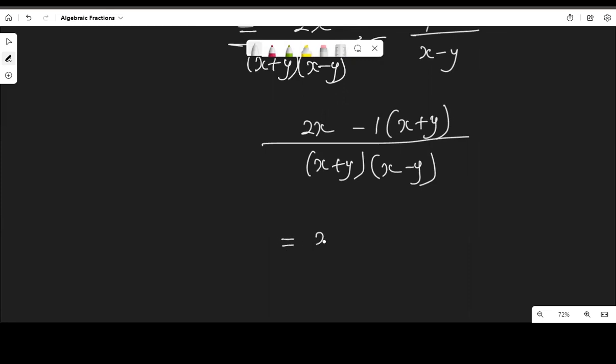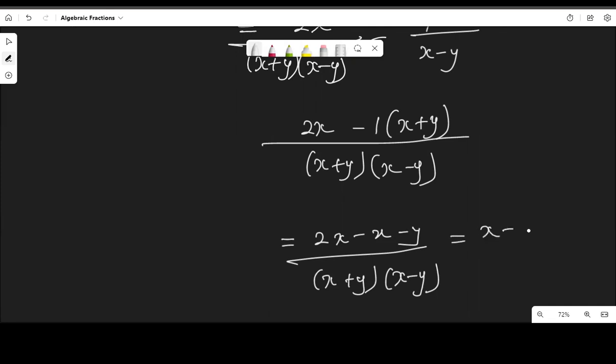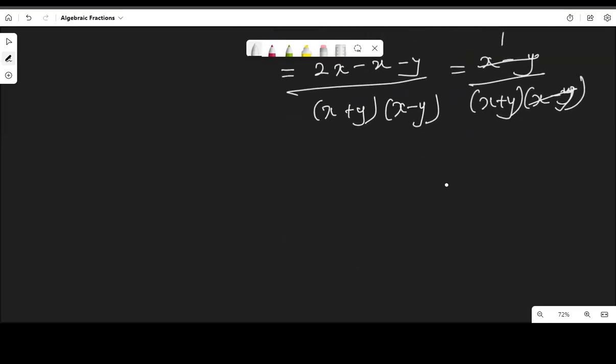which is 2x minus s minus y over s plus y and s minus y. 2x minus x is x. I have x minus y over s plus y times x minus y. S minus y divided by x minus y is 1. So my final answer is 1 over x plus y.